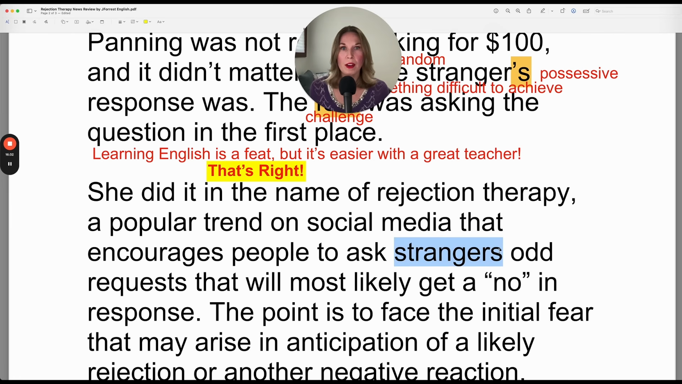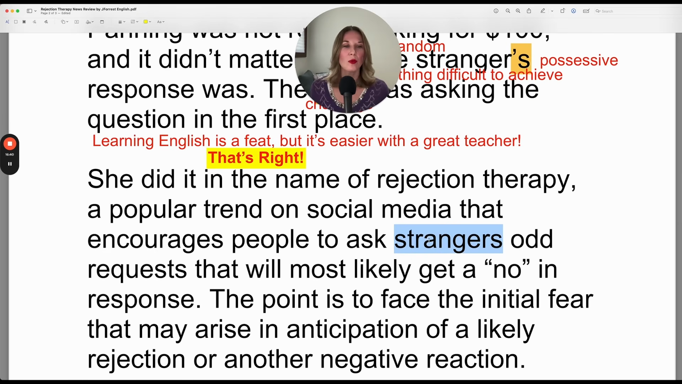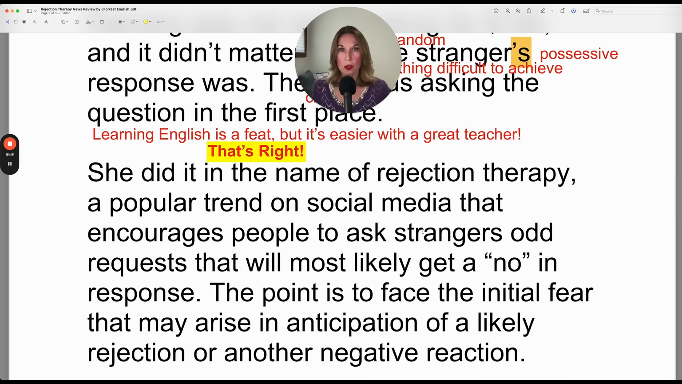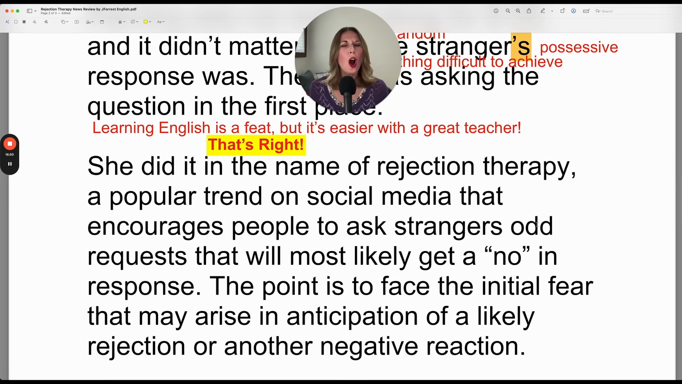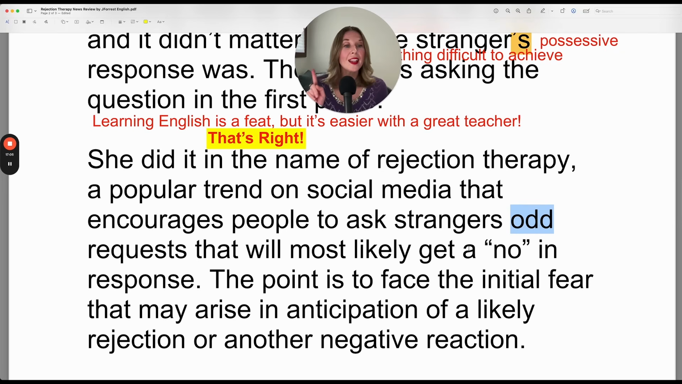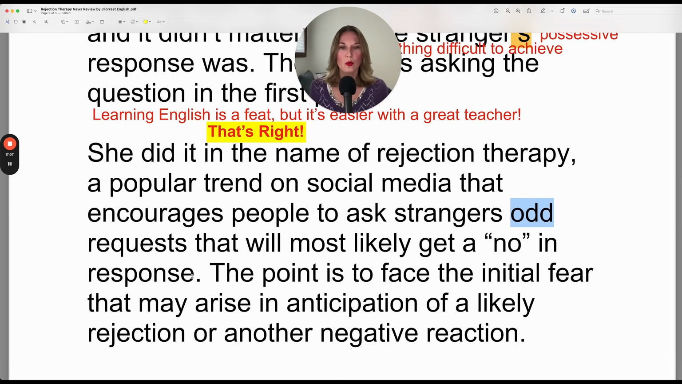How could we modify this to make it sound even stronger? To ask random strangers. That isn't required. It's just an option to modify it. To ask strangers, people you do not have a relationship with, you do not know, odd requests. Odd is another word for unusual. So not typical, not common, not expected. To ask odd requests, unusual requests that will most likely get a no in response.